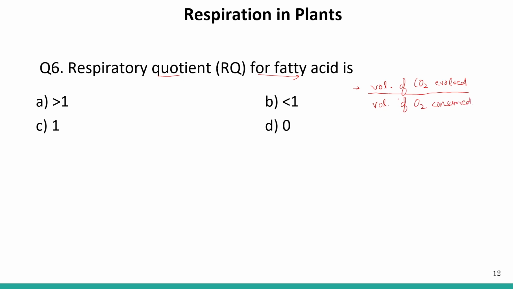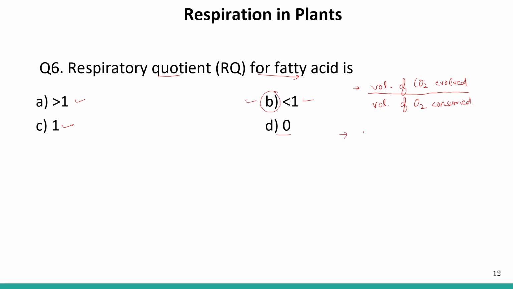Alright, so the options are: A, more than 1; B, less than 1; C, 1; and D, 0. So what should be the correct answer? The answer is option B, less than 1.